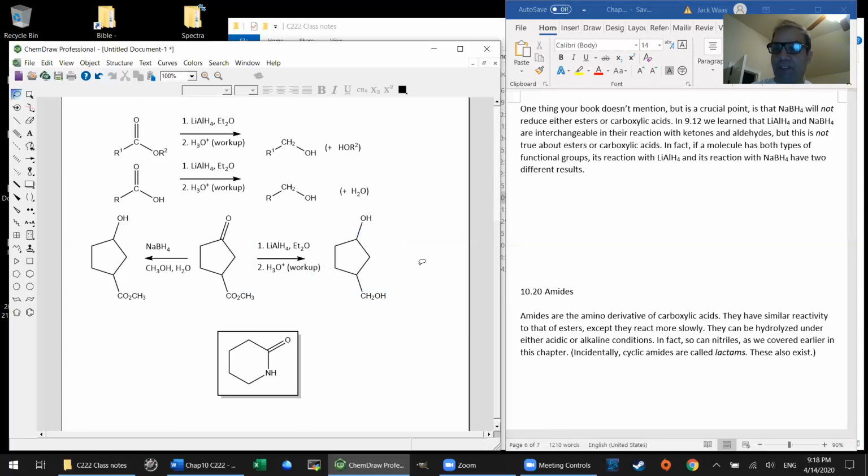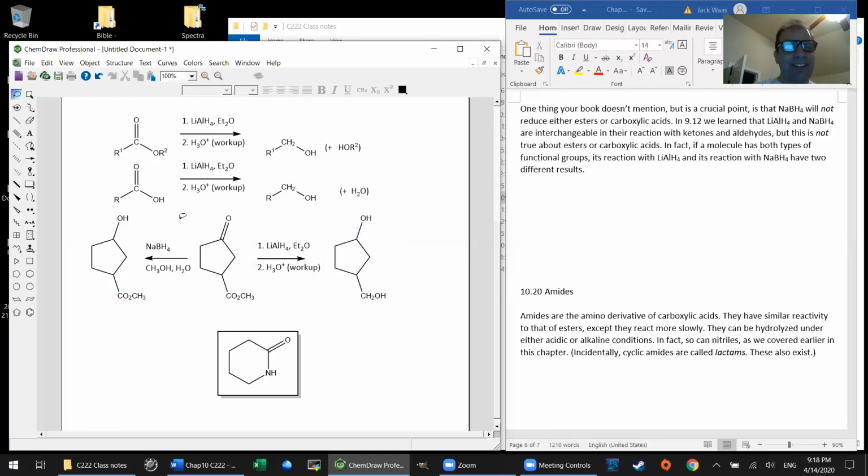Of course, methanol is the side product here. Whereas if we treated this compound with sodium borohydride, it will not touch this ester. That will remain unreacted, but it will still reduce the ketone to a secondary alcohol.